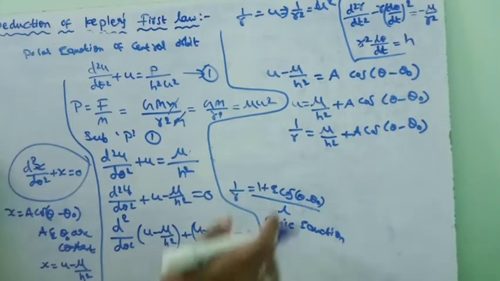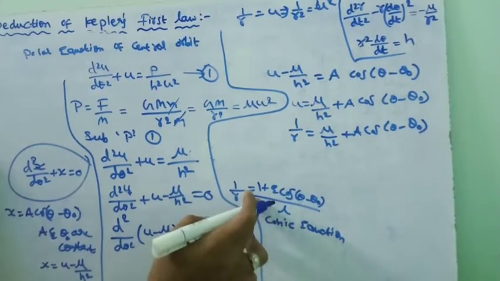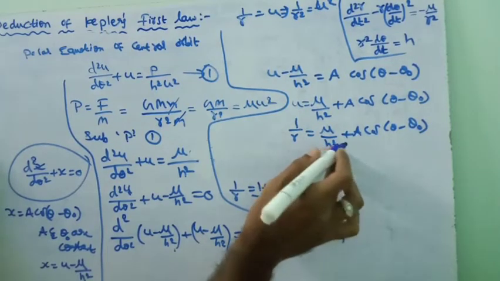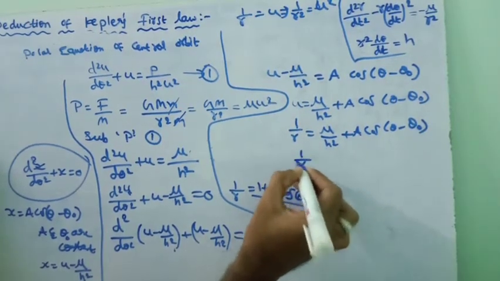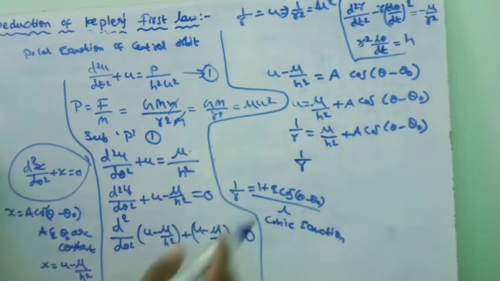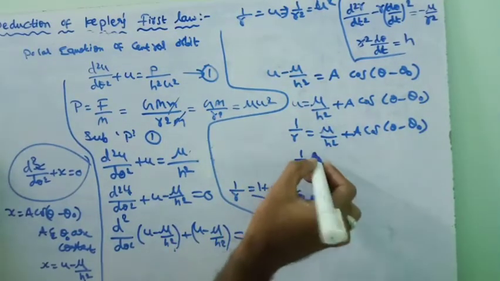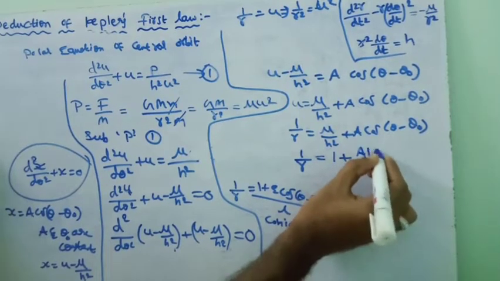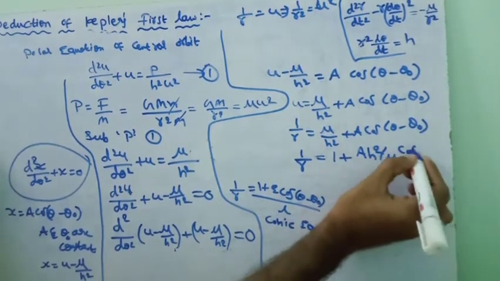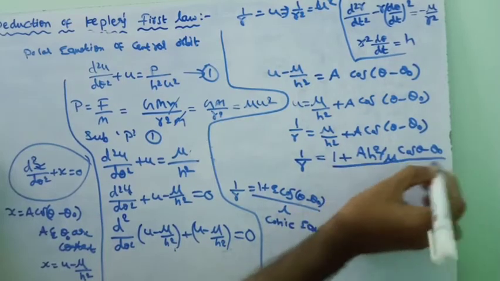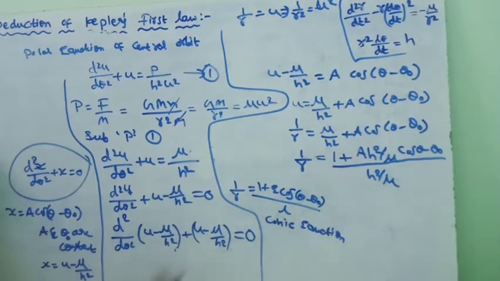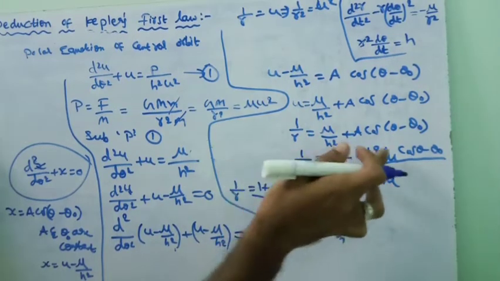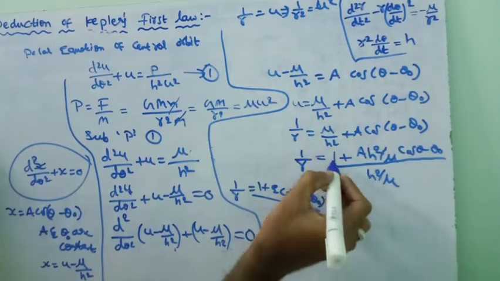We have to convert this equation into this form, so we need the value 1 here. We are multiplying and dividing the entire equation by mu by h square, so we will get 1 here. Here we get h square by mu into cos theta minus theta naught, times h square by mu. When we reverse this term and multiply, mu by h square comes, and here h square by mu gets cancelled. We get the same equation as previous.